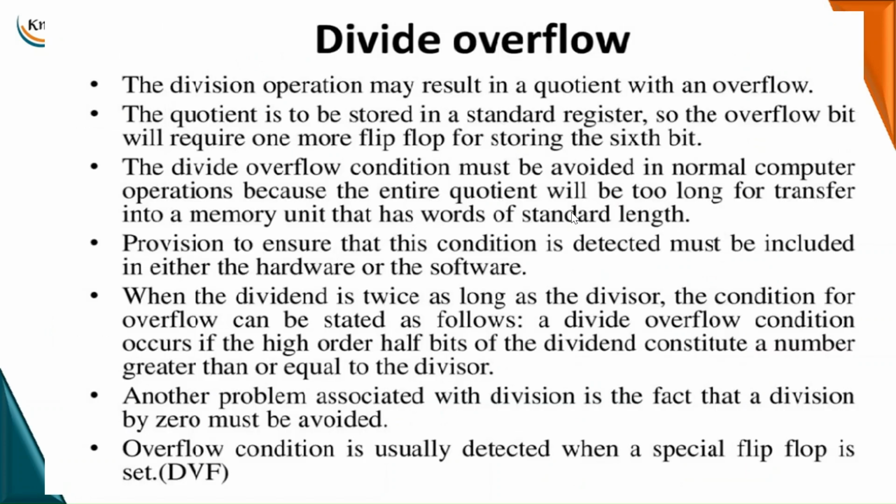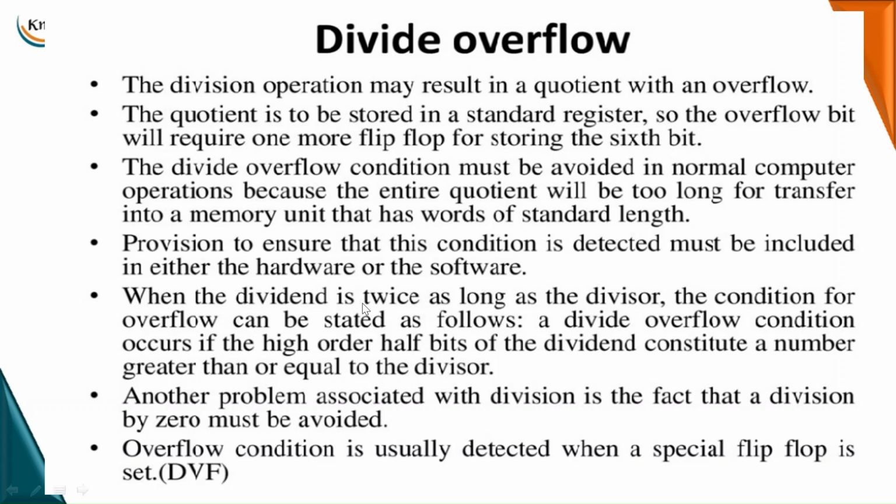The overflow bit would require one more flip-flop for storing the 6th bit, or it may require one more register to store the additional bits. This type of condition is called a divide overflow, and it must be avoided in normal computer operation. In order to avoid that, we have to make a provision so that the condition is detected, and the detection hardware must be included in the hardware or the software so that the detection is done beforehand itself.